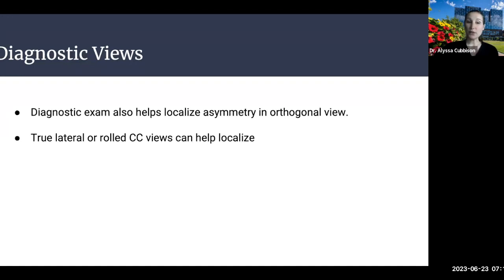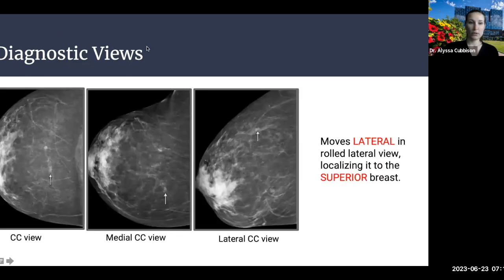Some ways to do this are through utilizing a true lateral view or rolled CC views. So this is an example of rolled CC views. This is a finding that didn't change as much on the medial view. It rolled significantly lateral on the lateral CC view. So we can assume that this finding is superior on the mammogram.